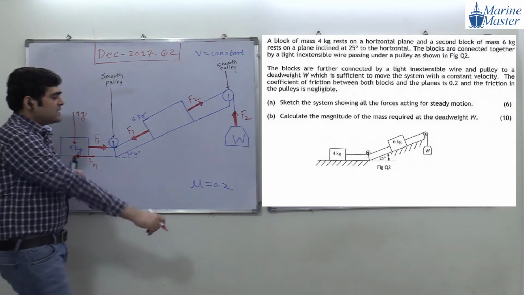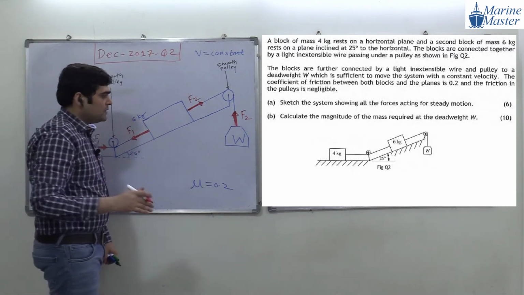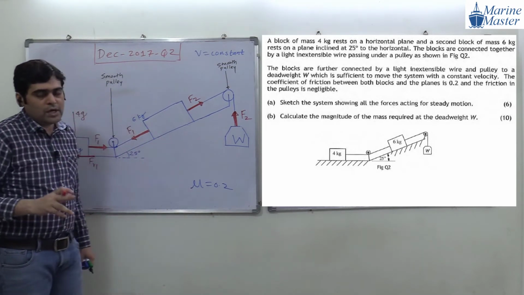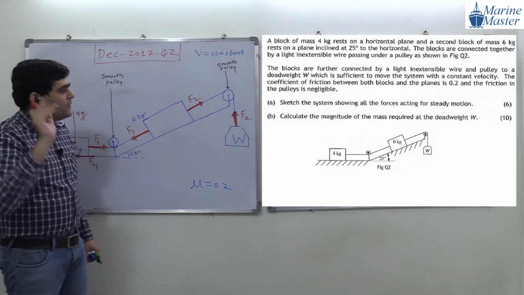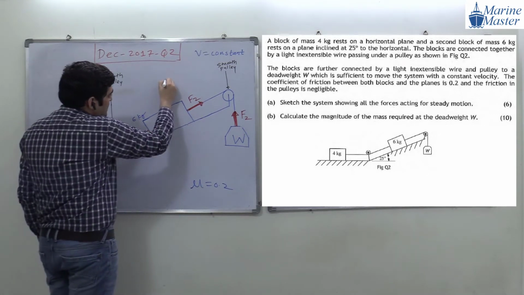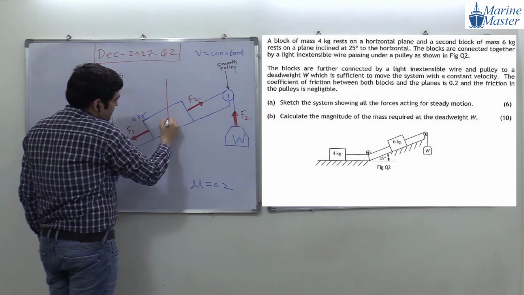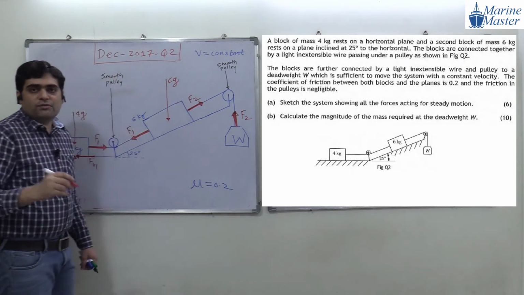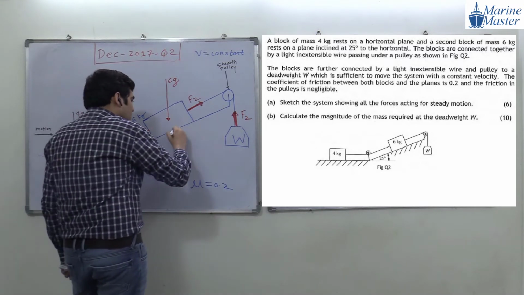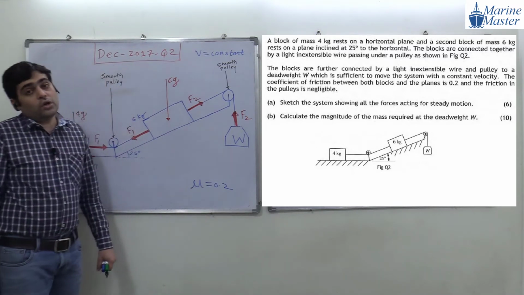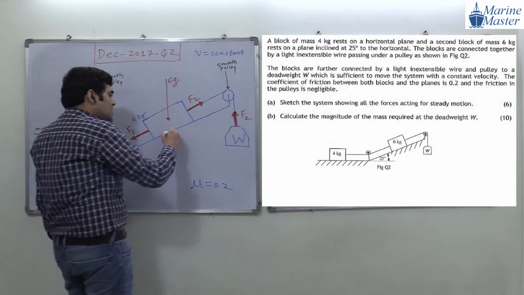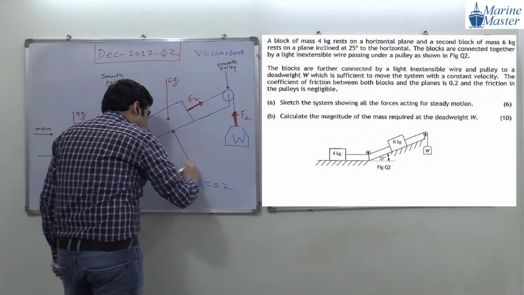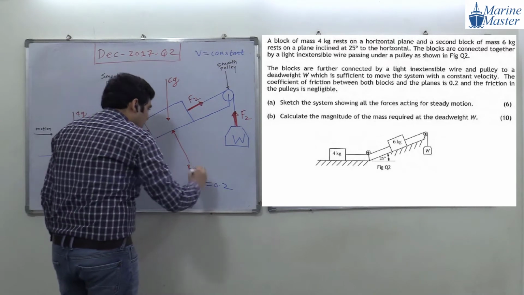Now we will come to the 6 kg mass. First of all, weight always acts vertically downward. So this weight will be 6g. Then there will be normal reaction, which is always normal to the plane. We will say this is Rn2.